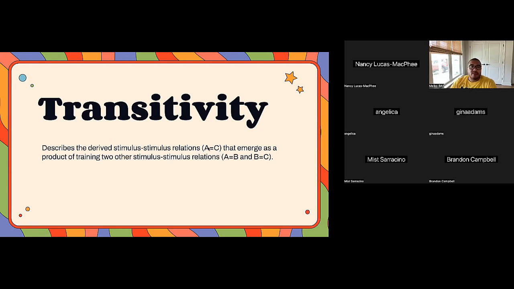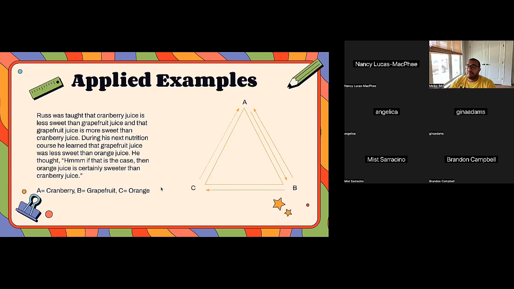We only need A to C. We don't need any other derived stimulus relations. Remember, always go back to what the textbook says. It says we need two other trained relations, but we only need one derived relation. We only need A to C derived in order for stimulus equivalence to be met. So great question. That's something I get a lot.